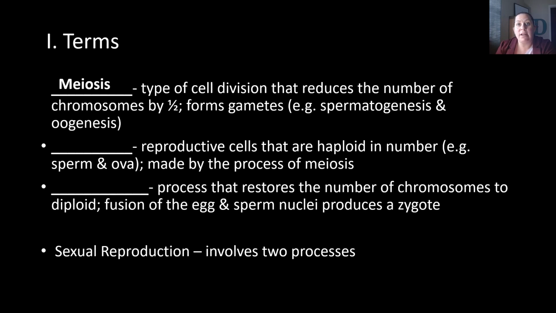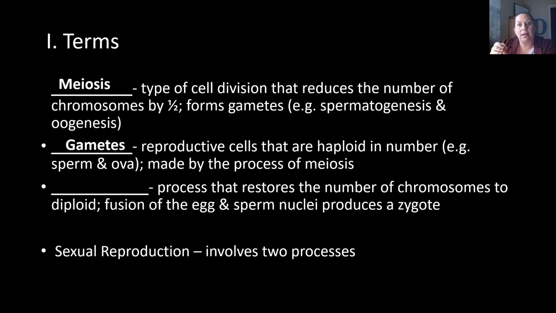The process of creating the male gamete, which is sperm, is called spermatogenesis. Remember, genesis means the beginning or the start, in this case of sperm, and then oogenesis is the production of eggs. So you have spermatogenesis and oogenesis. Gametes are the reproductive cells that are haploid in their number, and these are known as sperm and ova. Another word for ova is egg. These are made through the process of meiosis.